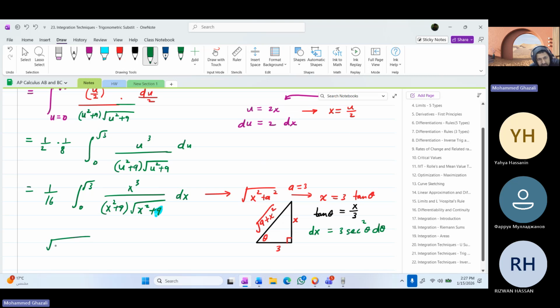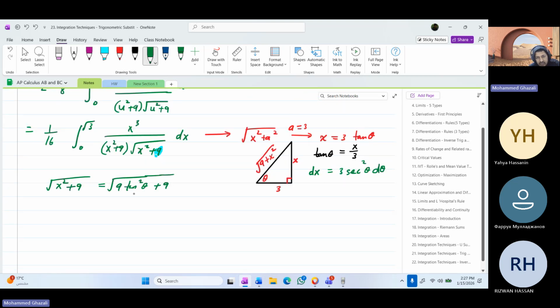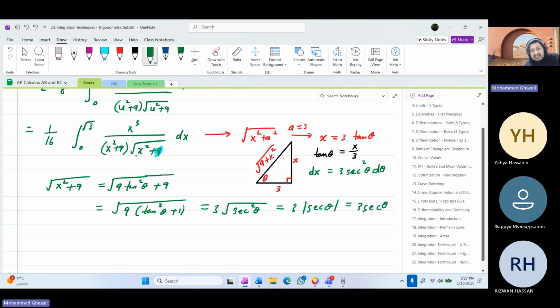So the square root of x squared plus 9. What is x? 3 tan theta, and we're squaring it, so 9 tan squared theta plus 9. I just squared it, right? Instead of writing x squared, 3 tan theta all squared. Take out 9 as a common factor, and we're left with tan squared theta plus 1. The square root of 9 is 3. Tan squared theta plus 1 is sec squared theta, which is 3 absolute value of sec theta, which is 3 sec theta. Right, so great. That is 3 sec theta.